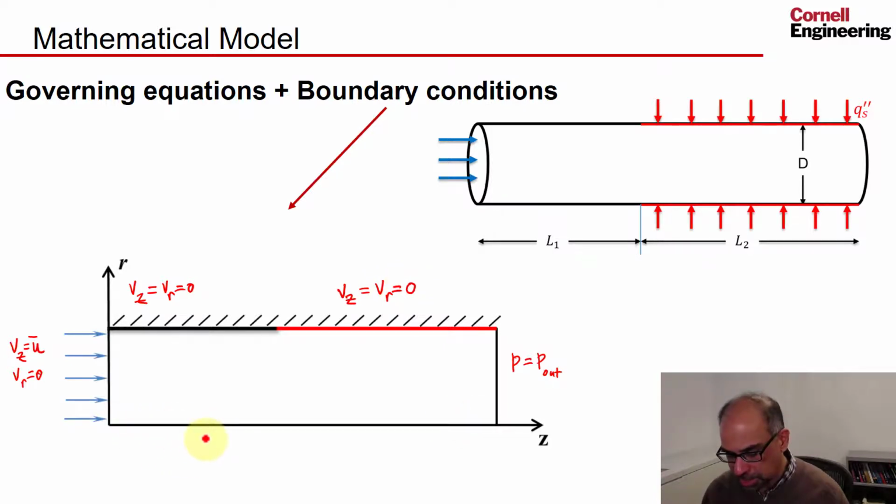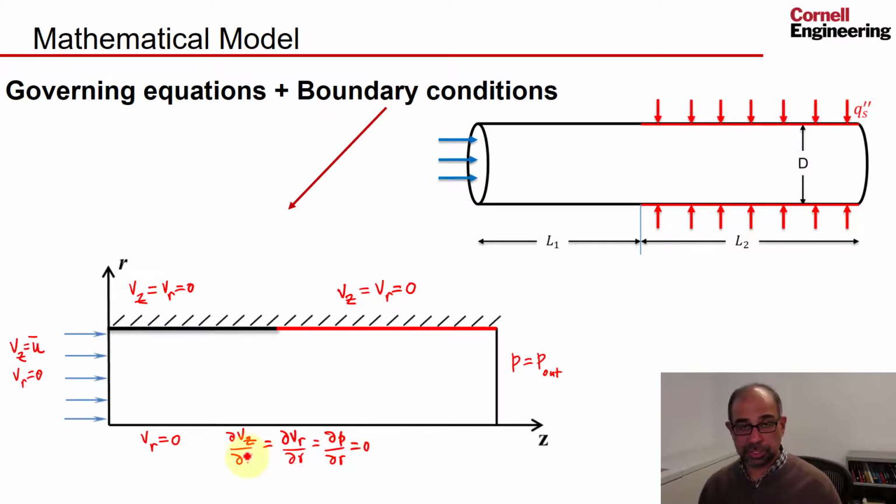And then at the axis, you can't have flow crossing the axis. So we have Vr is equal to 0. And also from symmetry, the radial gradients, so dVz/dr and dVr/dr and dP/dr all are 0. This comes from symmetry. Okay, so those are the boundary conditions for the mass and momentum.